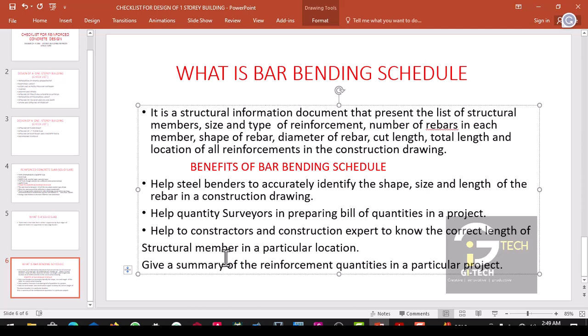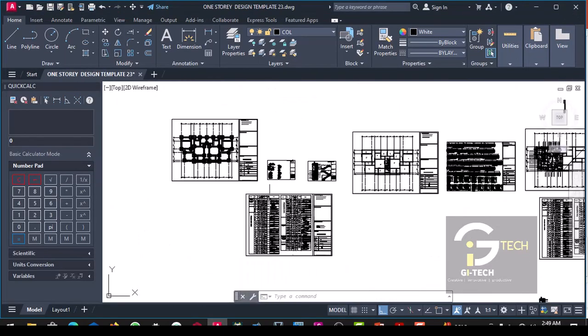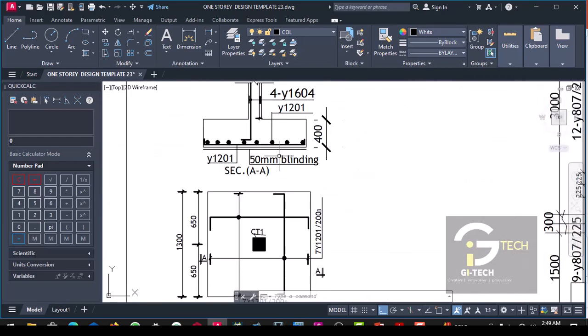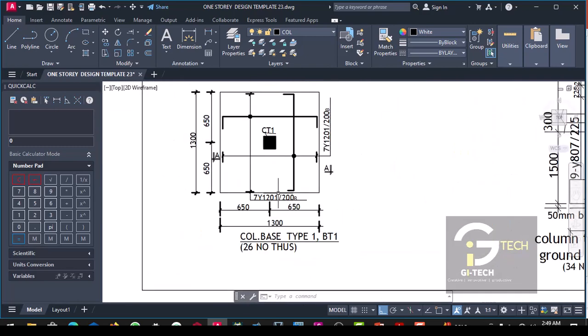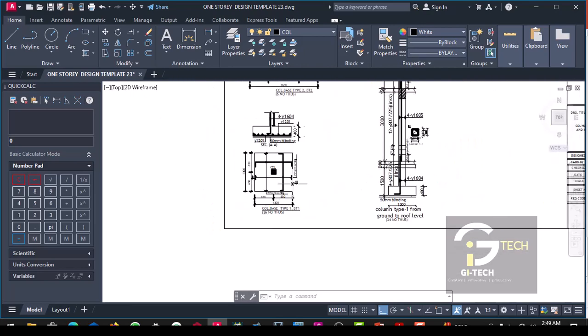So I think with this information that we have about bar bending schedule, by the time we go into the practical preparation of bar bending schedule, you really appreciate what we have just said. So let's just go into the practical environment. Our focus will be on column bases and column. So this is column base type 1, and it has 24 numbers.